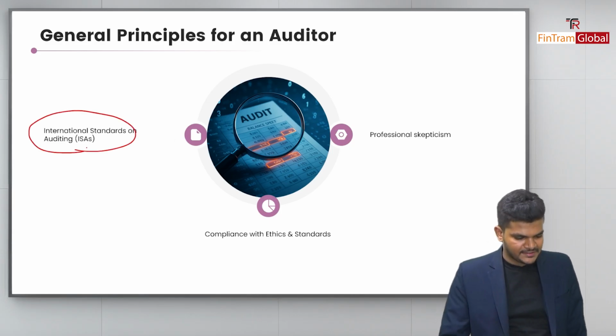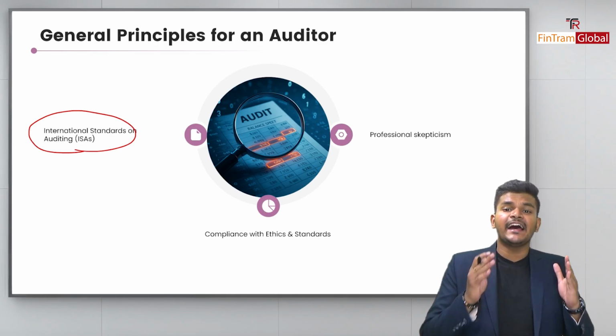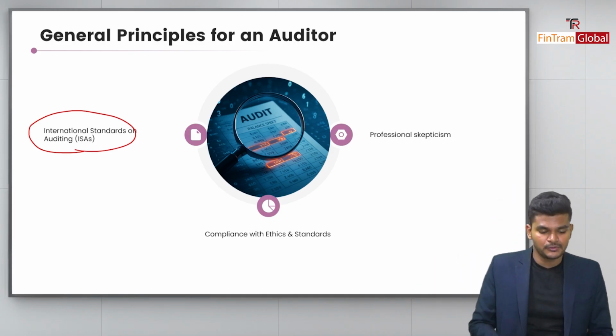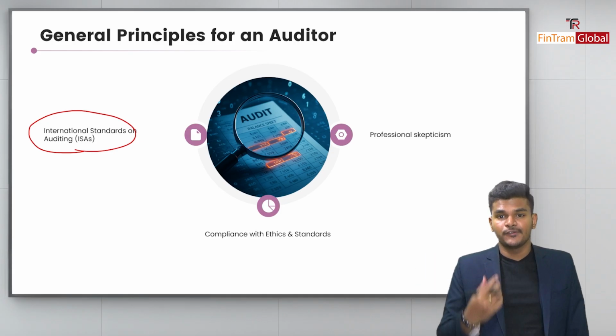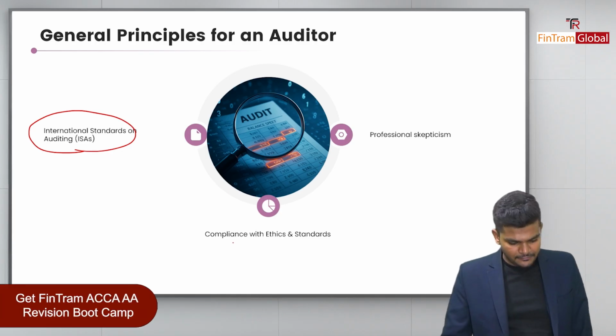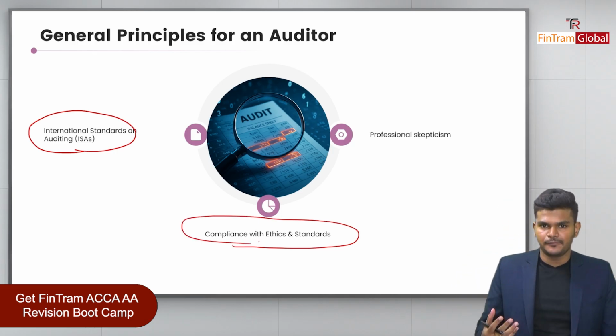There's, of course, the ISA standards. It's not just the ISA standards, but any standards published by IAASB, the International Audit and Assurance Standards Board. Okay, folks, that's basically something that the auditors should follow to ensure that they provide high quality services to their clients. And then they have to comply with the ethical standards, right?